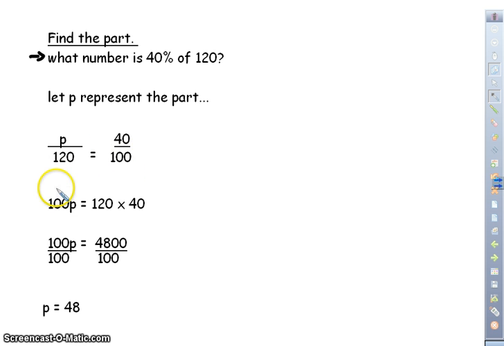Solve algebraically, cross multiplying to where we get 100 times P equals 120 times 40, which is 4,800. And then 100p equals 4,800, dividing them both by 100 because of the number with the variable, giving you 48.